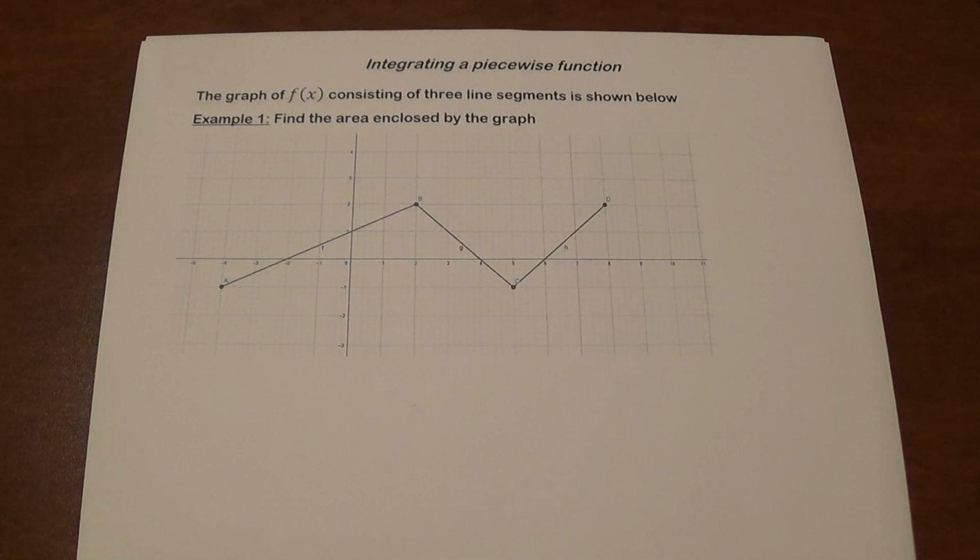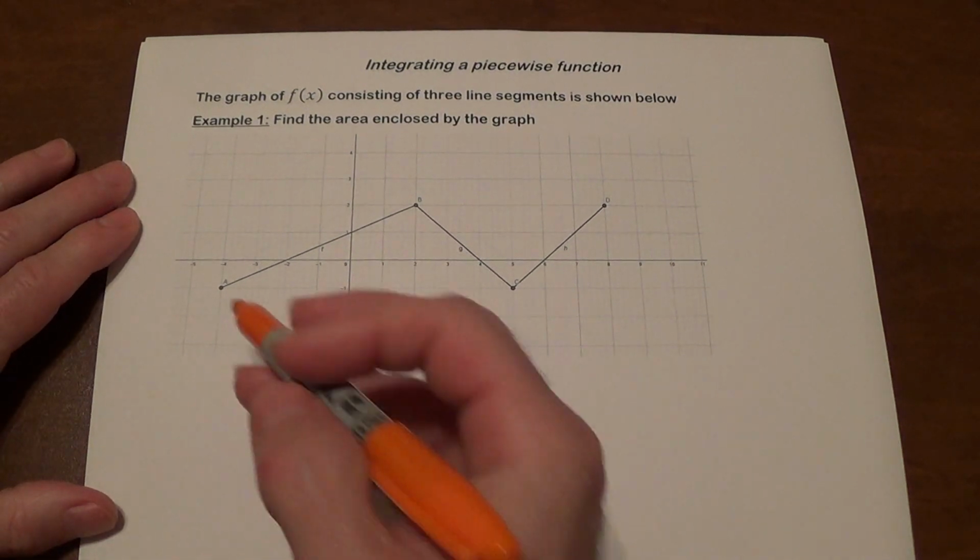Hi, this is a short video on how to integrate a piecewise function defined by aligned segments so that we can see the difference between the area enclosed by the graph versus the integral value. So let's start with the area enclosed by the graph. We have three aligned segments.